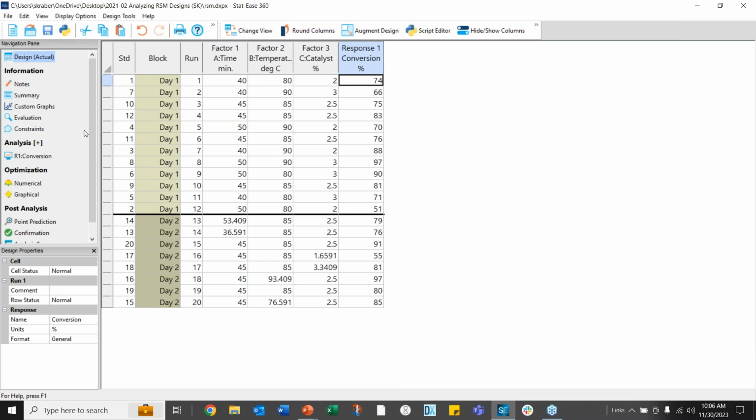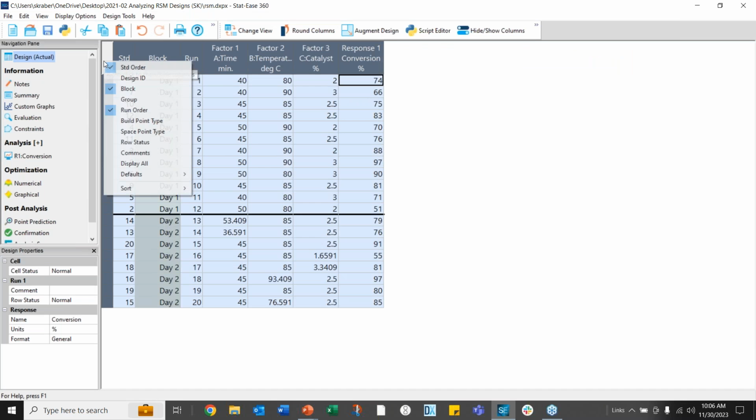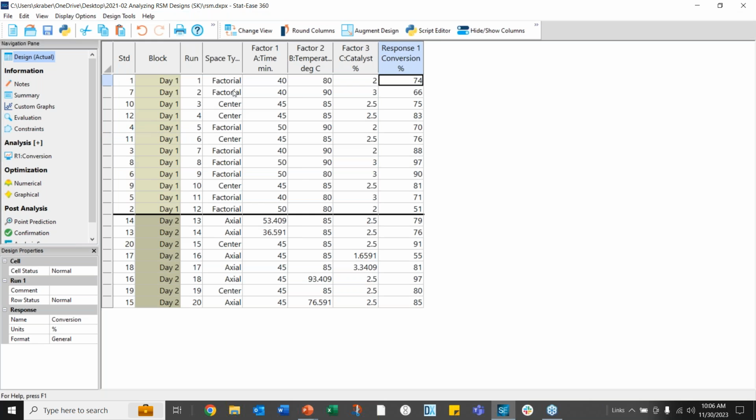Okay, so here's the design in Design Expert. I will even turn on the space point type so you can see that the first day we did factorial points and center points. And then in the second day, we did axial points and additional center points.